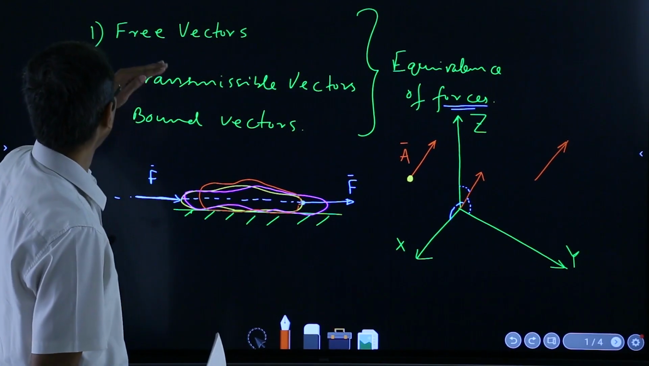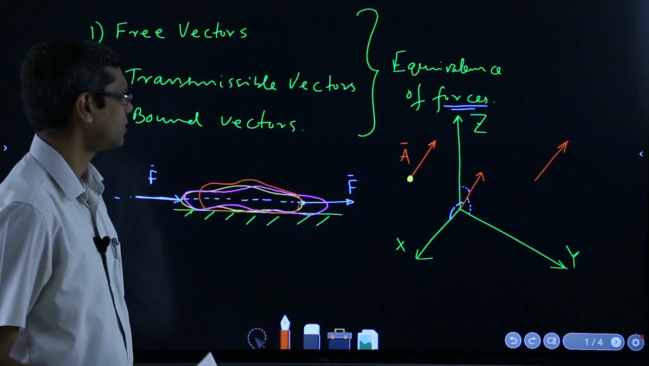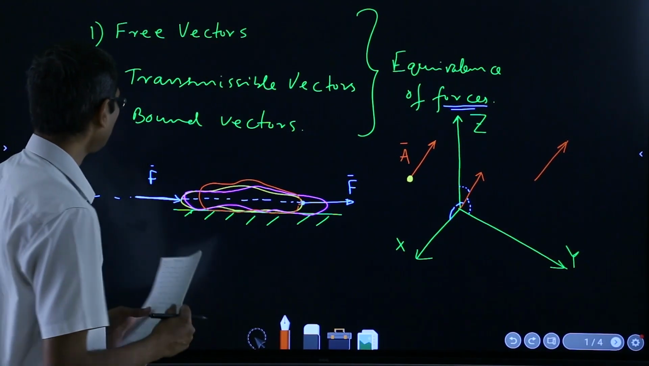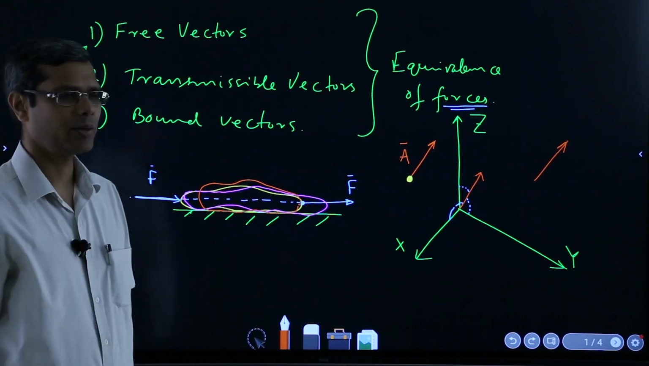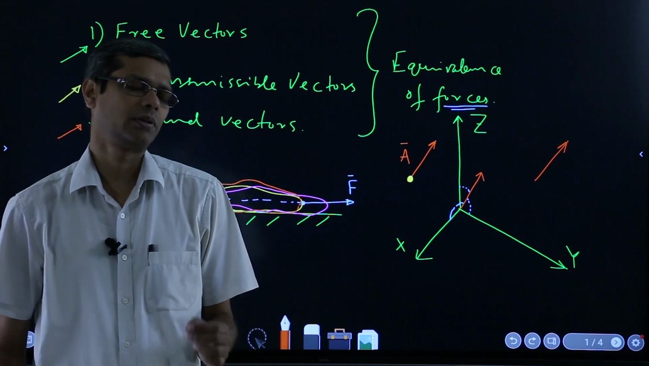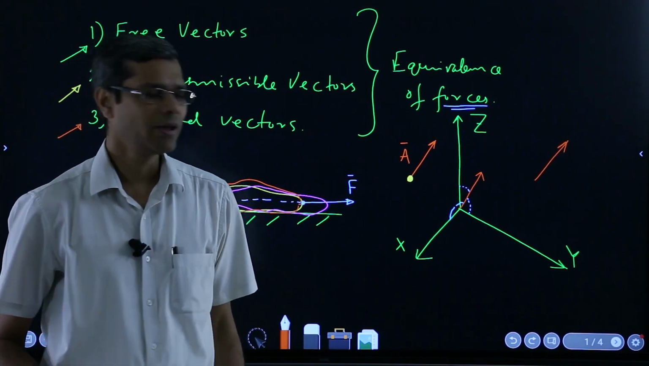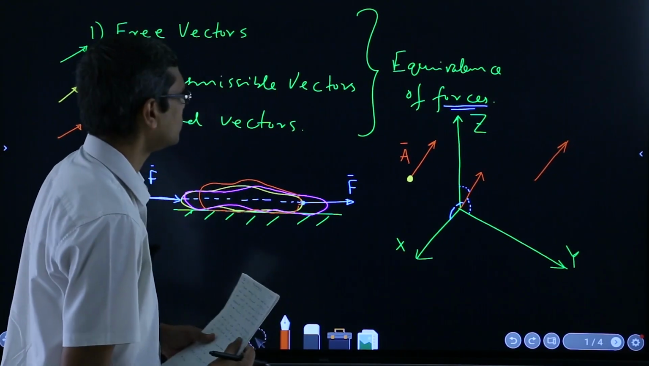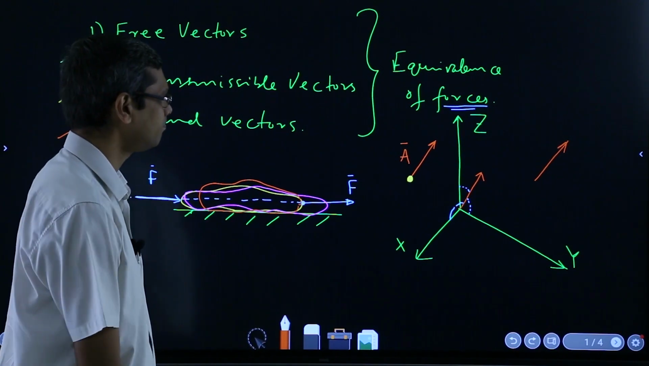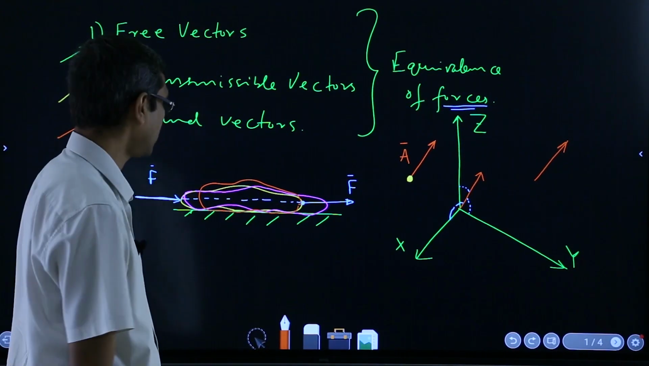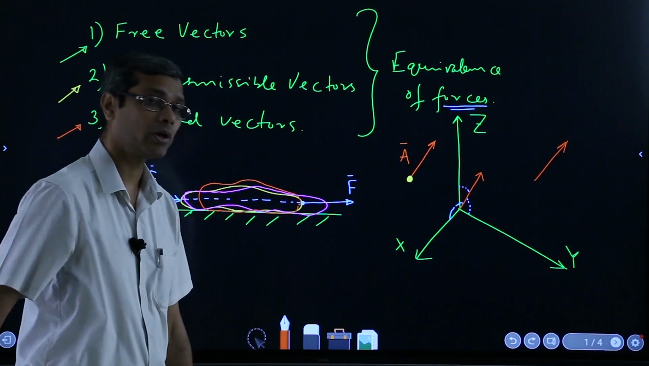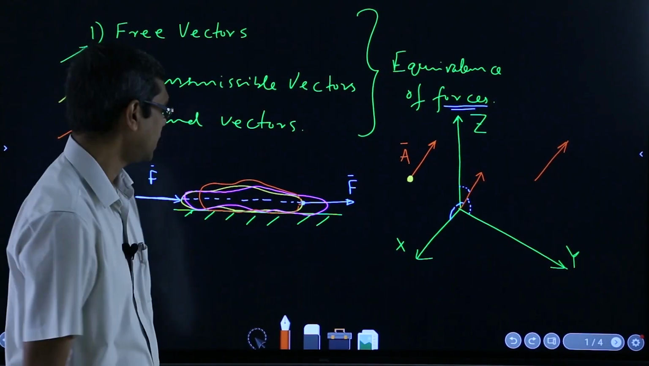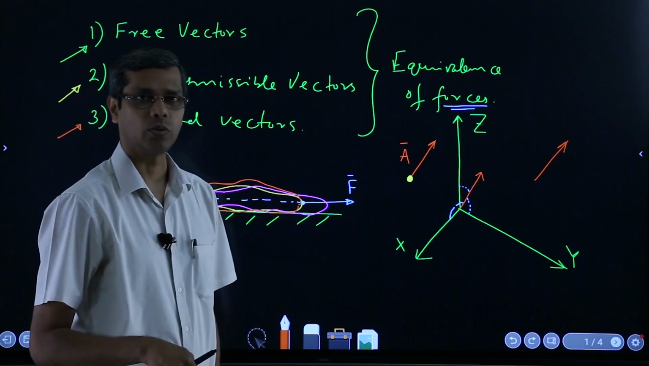So, then free vectors and transmissible vectors are done. Then what are bound vectors? As the name suggests, they are completely bound to a point. Wherever you have applied them, you can't do anything. Suppose in this case, when we consider the body to be flexible, then the force actually became bound.